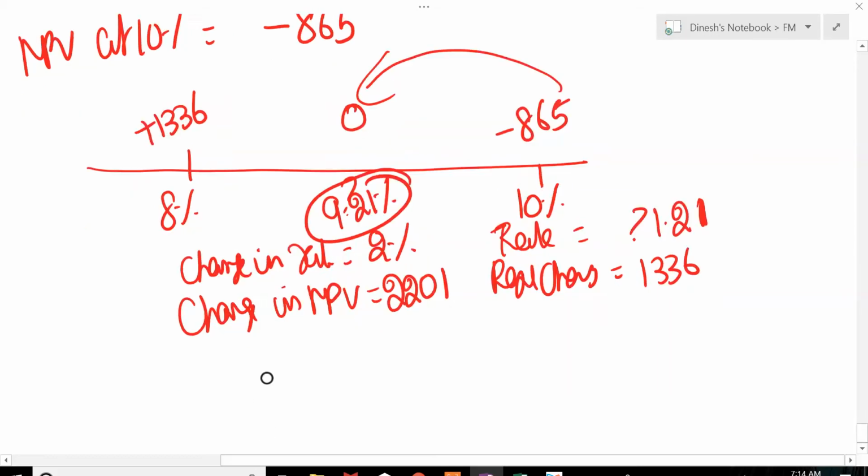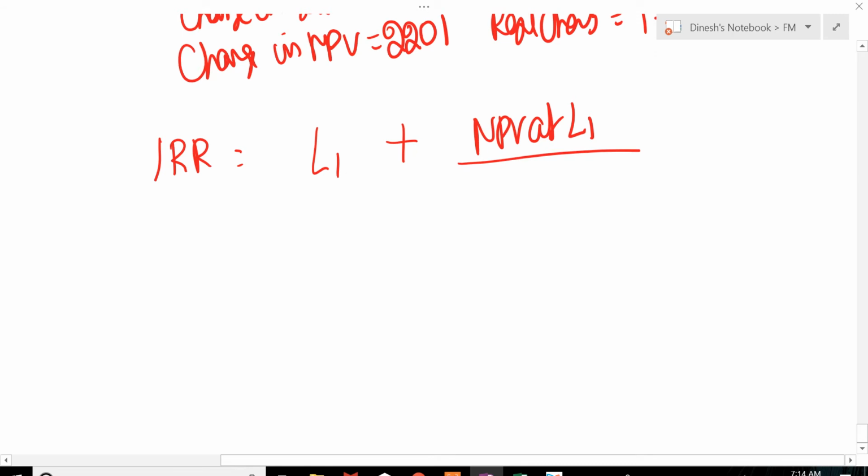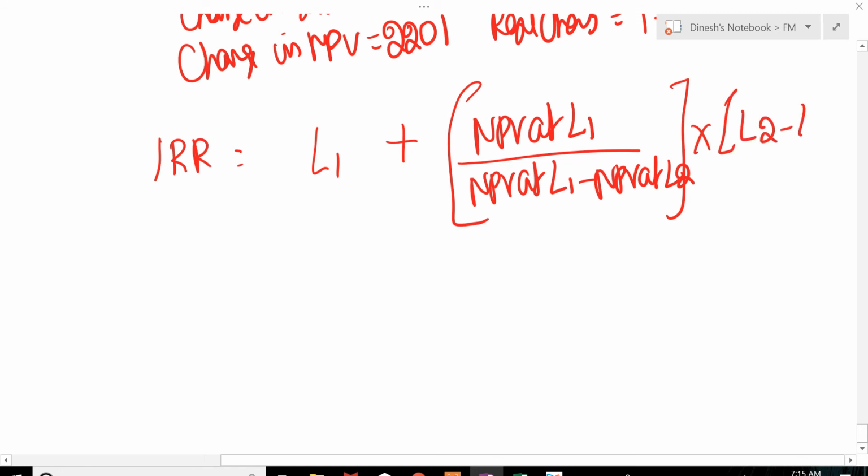Now write IRR equal to, this is the formula of interpolation: L1 plus NPV at L1 divided by NPV at L1 minus NPV at L2, into L2 minus L1. L1 means lower rate, L2 means higher rate.